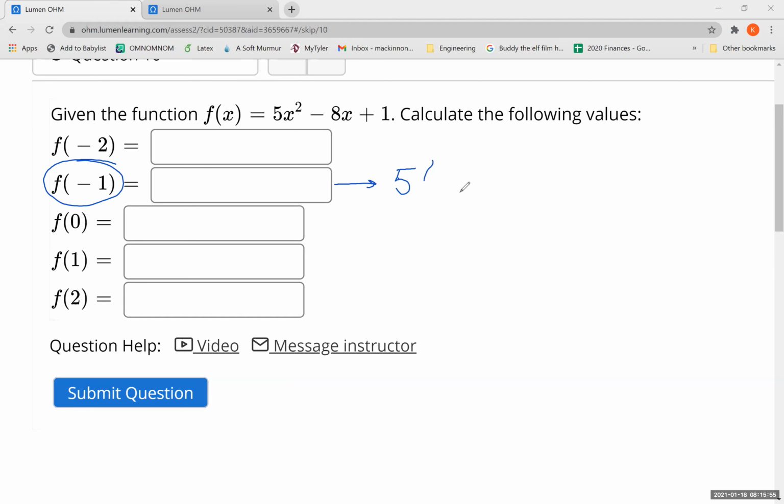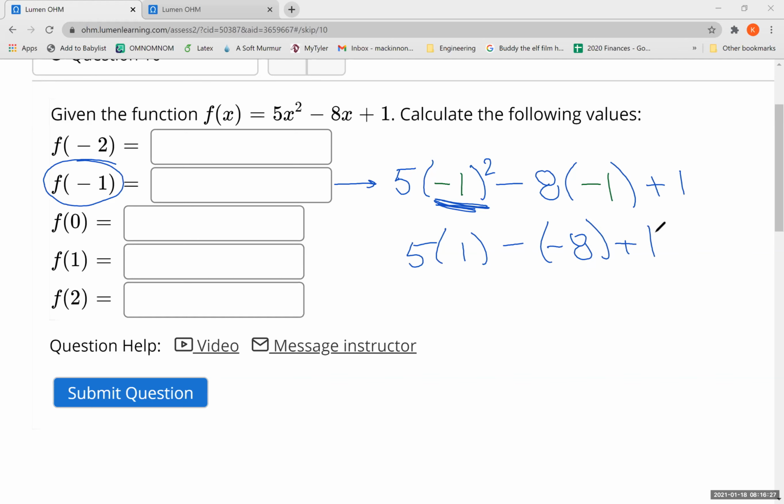So what I'm saying is, everywhere I see an x, and I like to use parentheses here, I'm going to put -1 in its place. Now make sure that you're utilizing your order of operations correctly. Right out of the gate, -1 squared is going to be 1. So I get 5 times 1 minus 8 times -1, that's going to be -8. Use parentheses liberally. I've never gotten into trouble because I used too many, but I've definitely gotten into trouble because I didn't use enough. Observe that subtracting a negative is the same thing as adding a positive. So I get 5 plus 8 plus 1. I just found a fancy way to ask you, what's 5 plus 8 plus 1? It's going to be 14. All right, I'll leave the rest to you all.